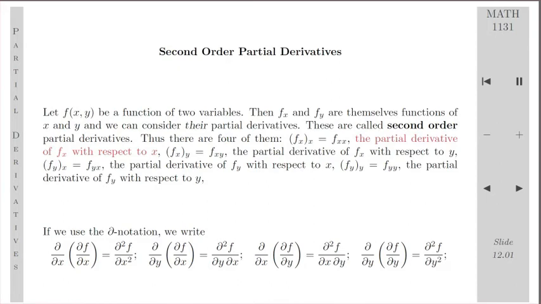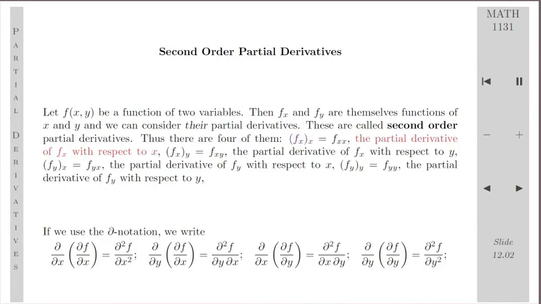If you have two variables, we have two choices for the variable with respect to which to differentiate the first time. And for each of those, we have two choices for the variable with respect to which we differentiate the second time. So altogether, we have four possible combinations. So we can take the partial derivative with respect to x and then differentiate that again with respect to x. So first I take f sub x, another x, we denote it by fxx.